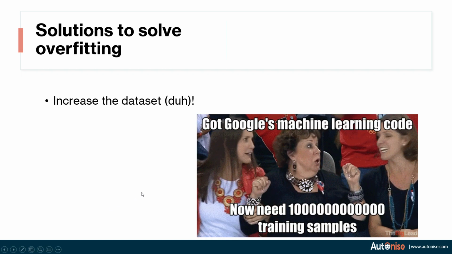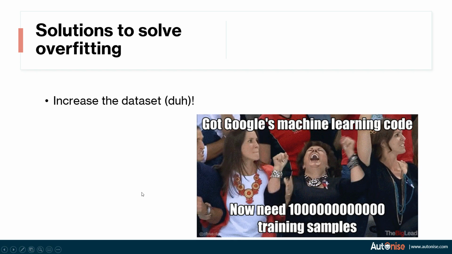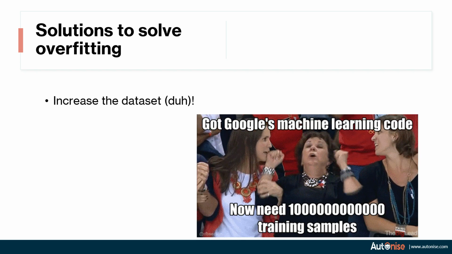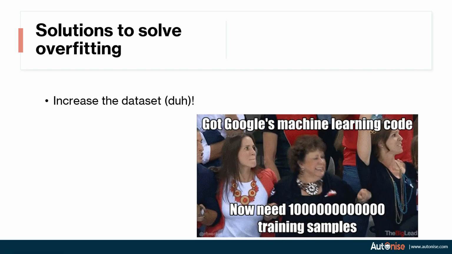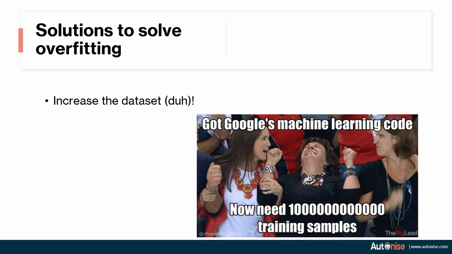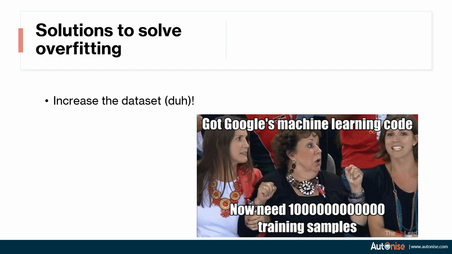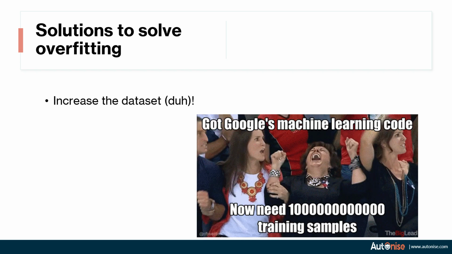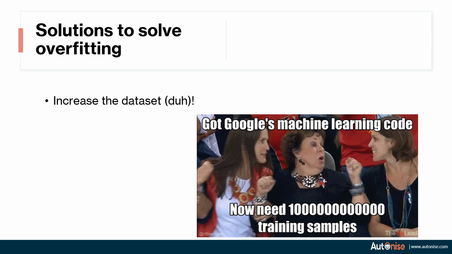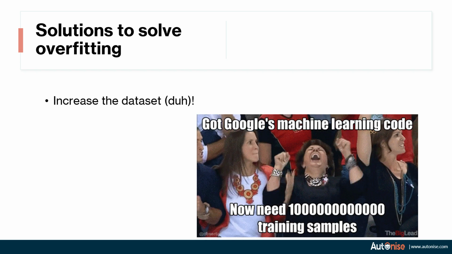And there is a meme over here, like Google, what it usually does is it takes out the machine learning code and publicly makes it available. But to train the model, you need a lot of training samples. Otherwise, your model will easily overfit.